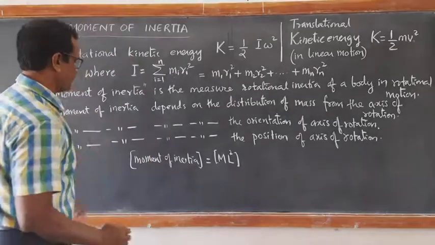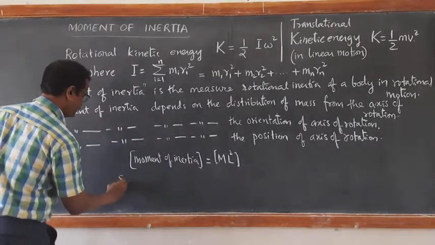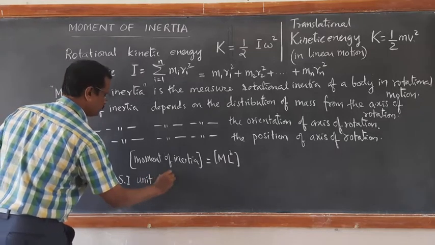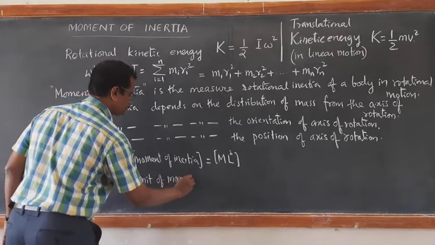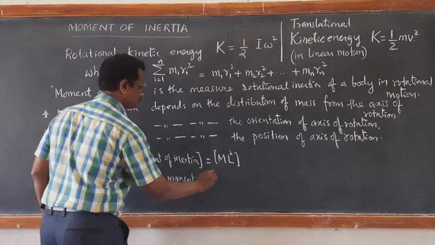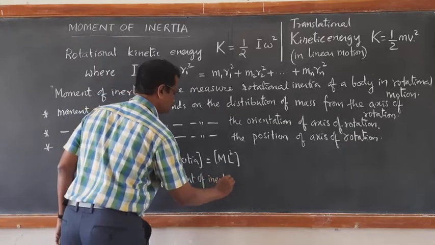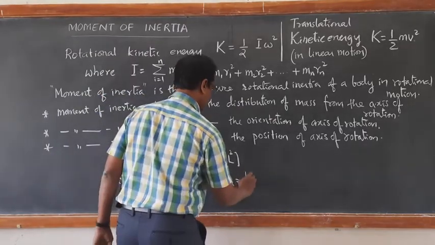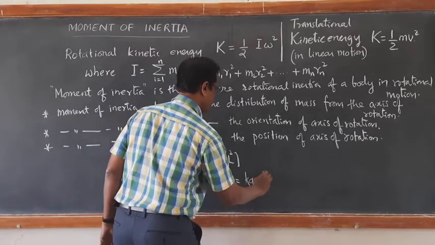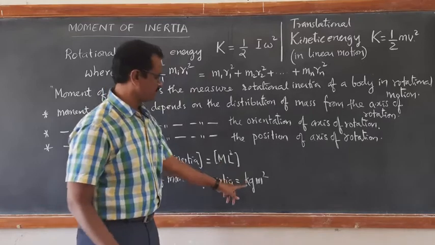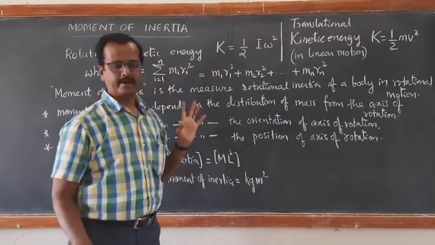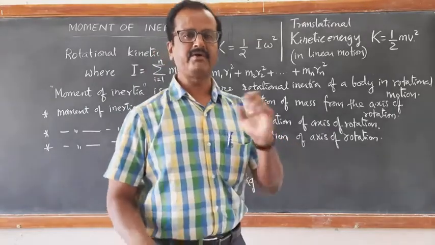And what is its SI unit? Now I can write very easily. The SI unit of moment of inertia is kg meter squared. Mass is measured in kg and length is measured in meter. Therefore, kg meter squared.